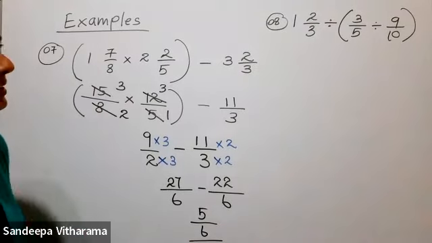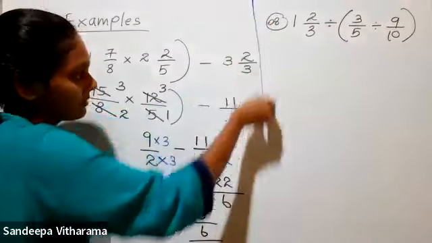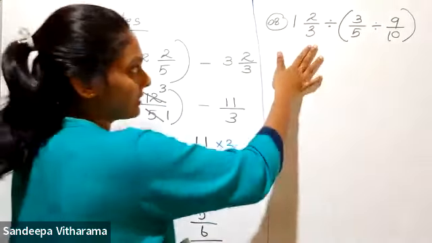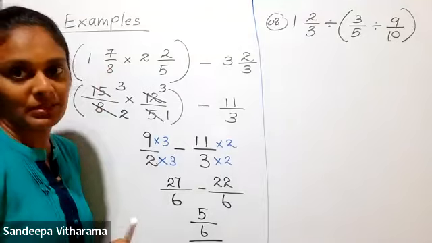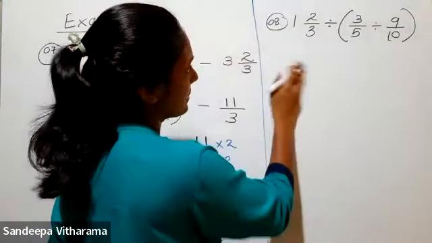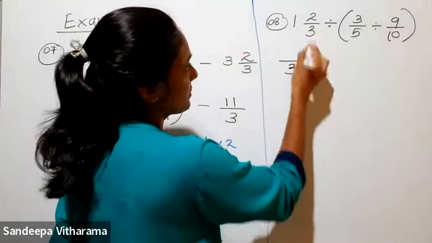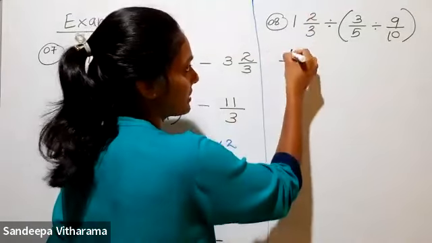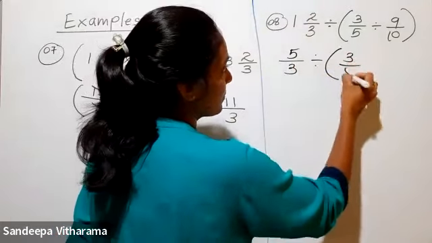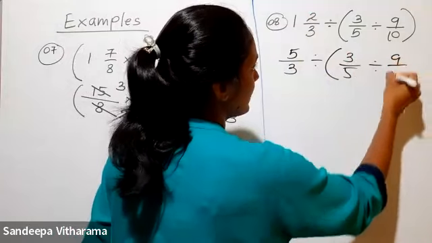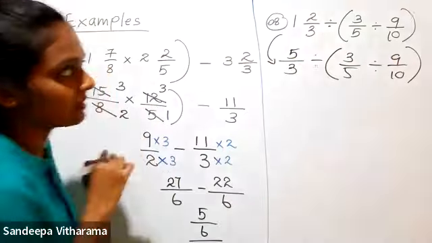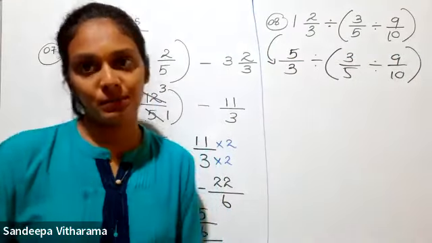Okay, good. Now here, what you have to do? Here we have to convert mixed numbers into improper fractions. So let's see how we proceed. Here it is 3. 3 into 1, 3 plus 2, it is 5. Now divide. It is 3 upon 5, divide 9 upon 10. Now we have to convert all the mixed numbers into improper fractions.